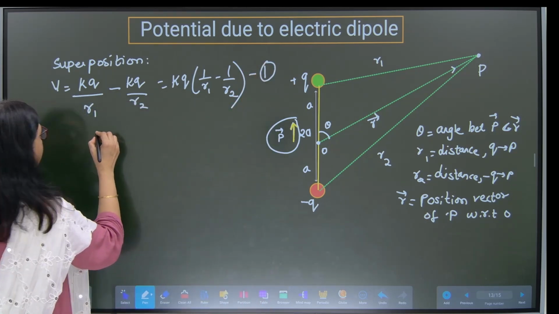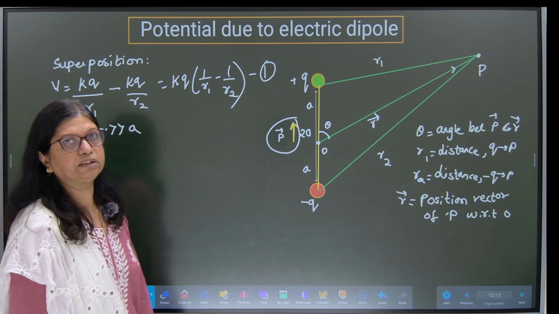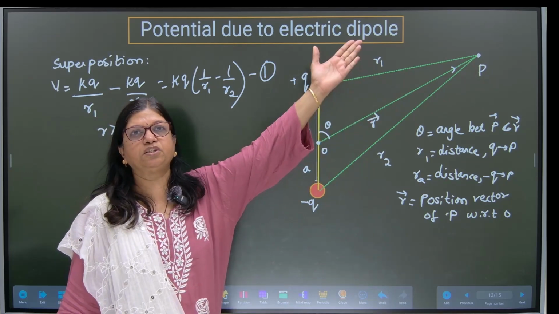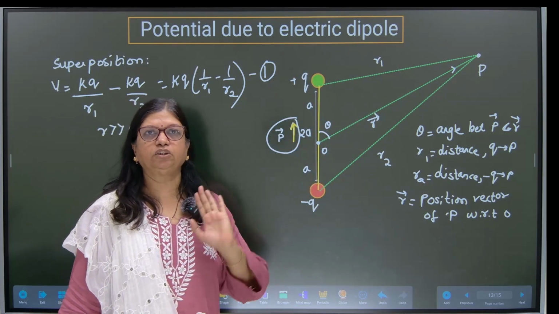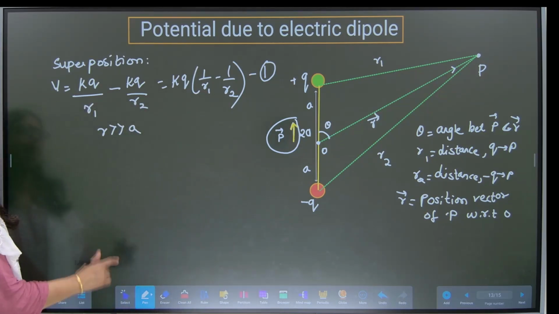Another condition I have taken, R is much greater than A. What is the meaning of R much greater than A? The point which we are considering is much far compared to the distance between the two charges of the dipole, plus Q and minus Q. Fine? Okay.